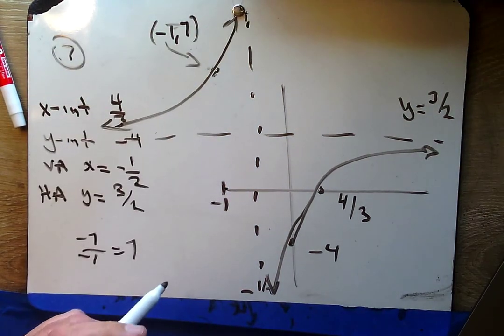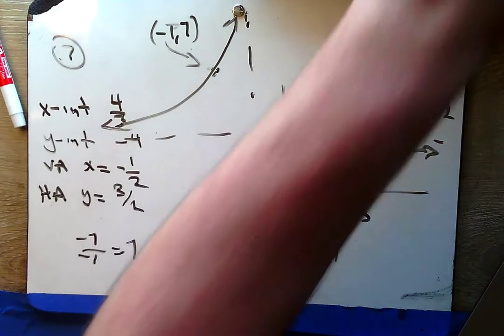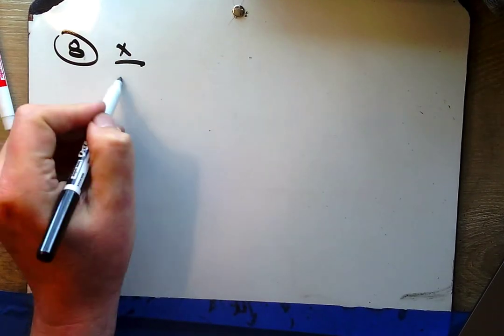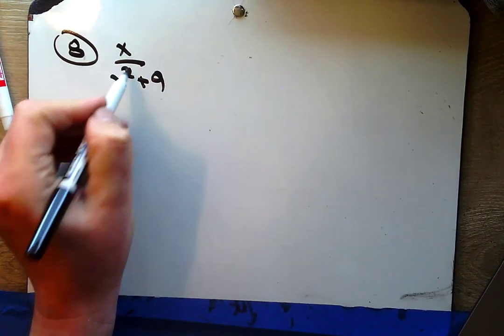Okay. All right. How about number 8? Number 8, x over x squared plus 9. All right. What's different about this one?